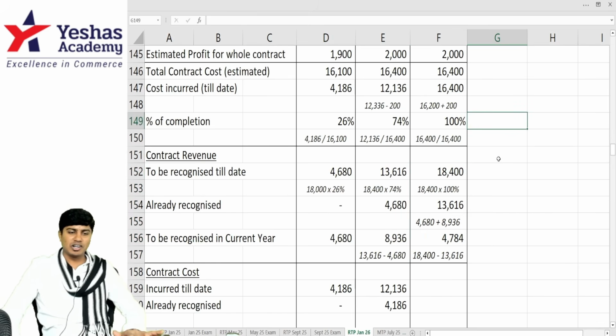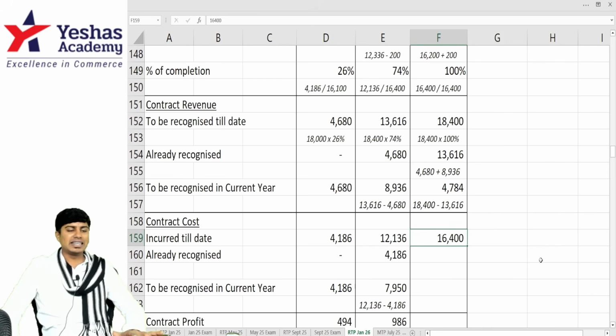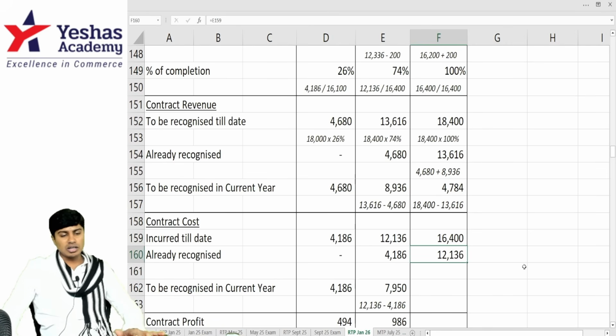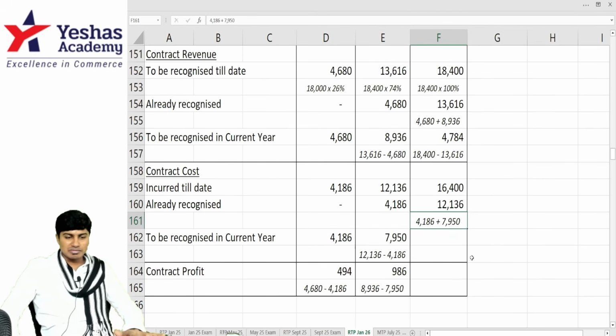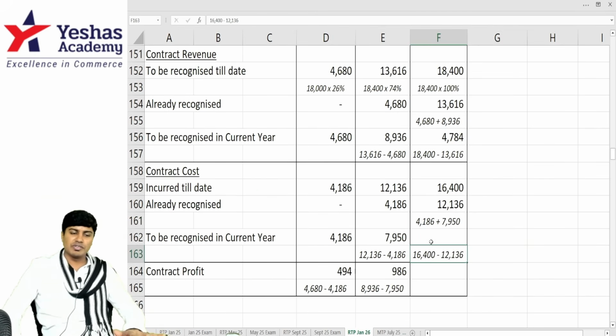Total expense incurred till the end of year 3 is 16,400. In that, how much is already recognized? It is 12,136, or you can take it as 4,186 plus 7,950. From 16,400, if you deduct 12,136, you will get the expense to be recognized in year 3, which is 4,264.